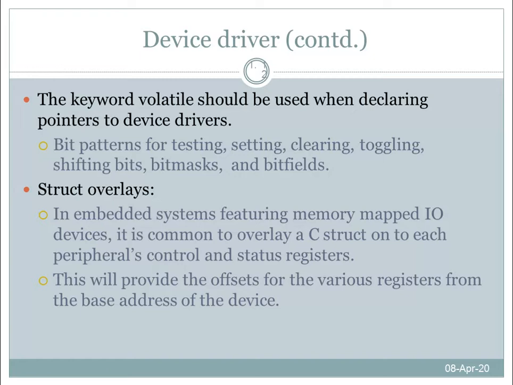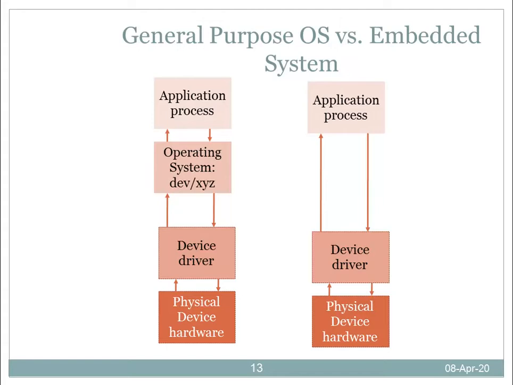So for the development of the UART device drivers, we need to use C keywords. Volatile should be used when declaring a pointer to the device. We also need bit pattern testing, setting, clearing, toggling, shifting, bit masks and bit fields, and C structures, which are required to access the special function registers or the global variables.